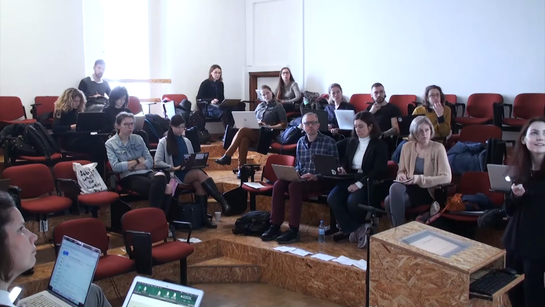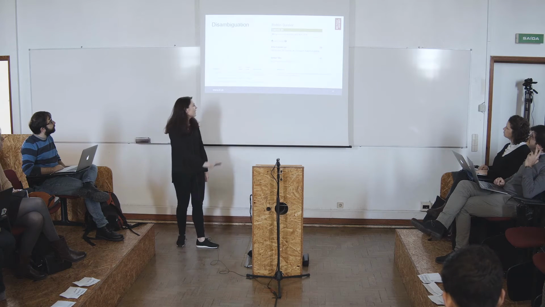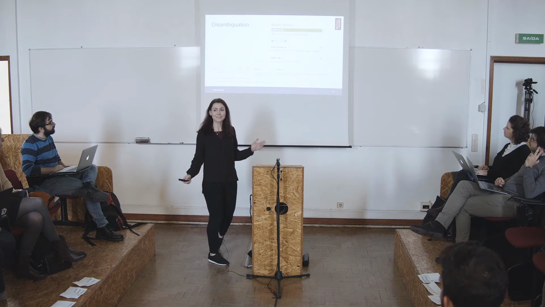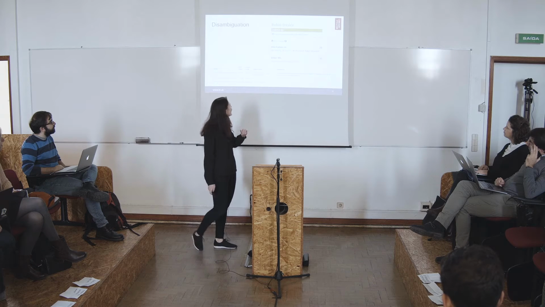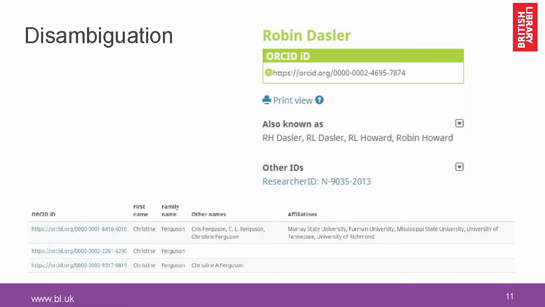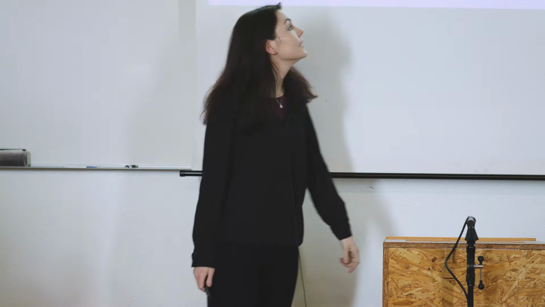Disambiguation, is this familiar to people, some of the benefits of ORCIDs? I think it was touched on yesterday. This is an example of my colleague Robin. She's a great example because she got married and she changed her name, which can sometimes make people hard to find. But as you can see here, this is a snippet out of Robin's ORCID ID where we can see all of her alternative names. So she can be RH Dazzler or L Dazzler or L Howard, and she's published under all of these different names.